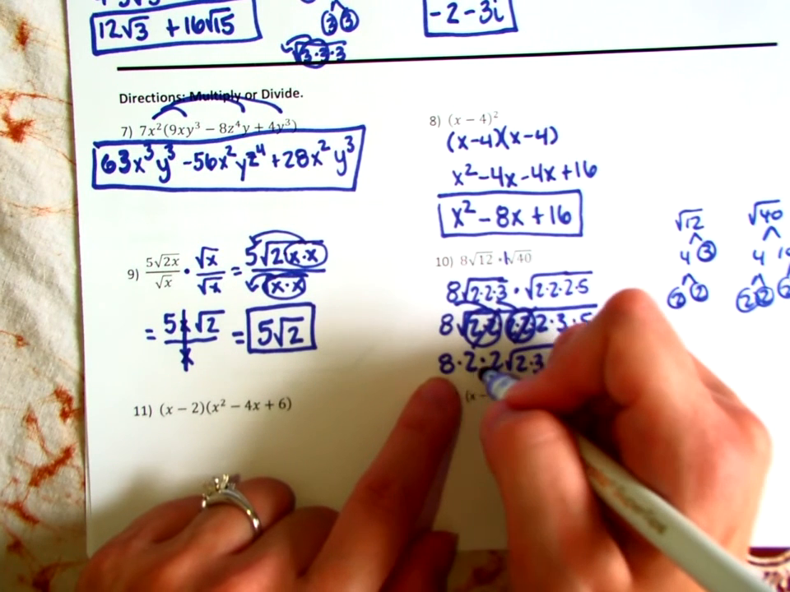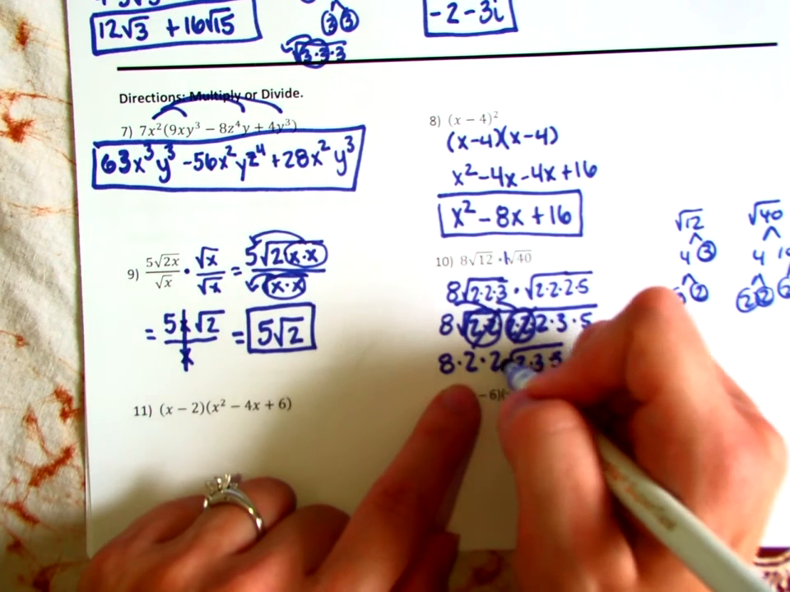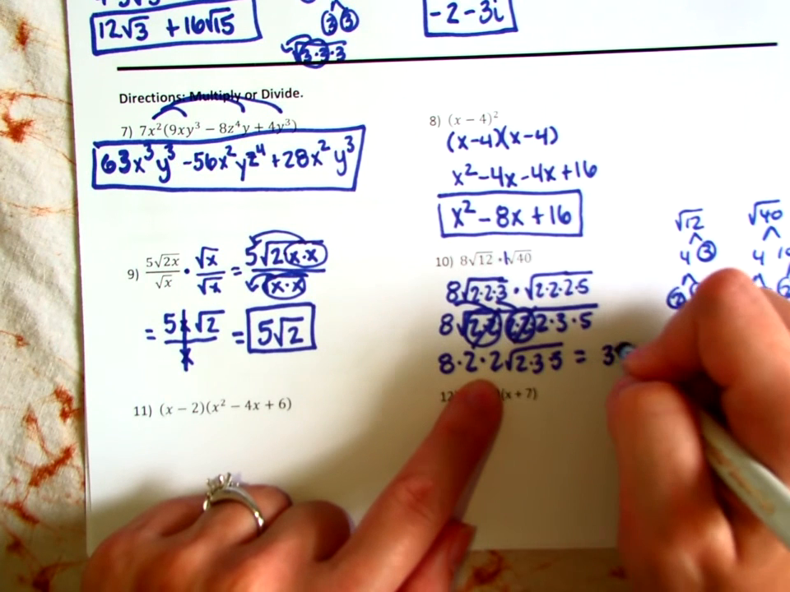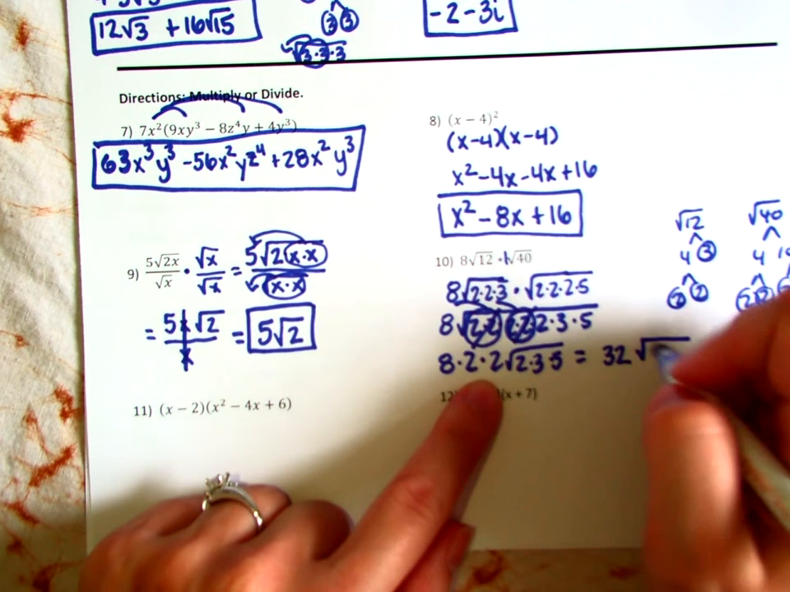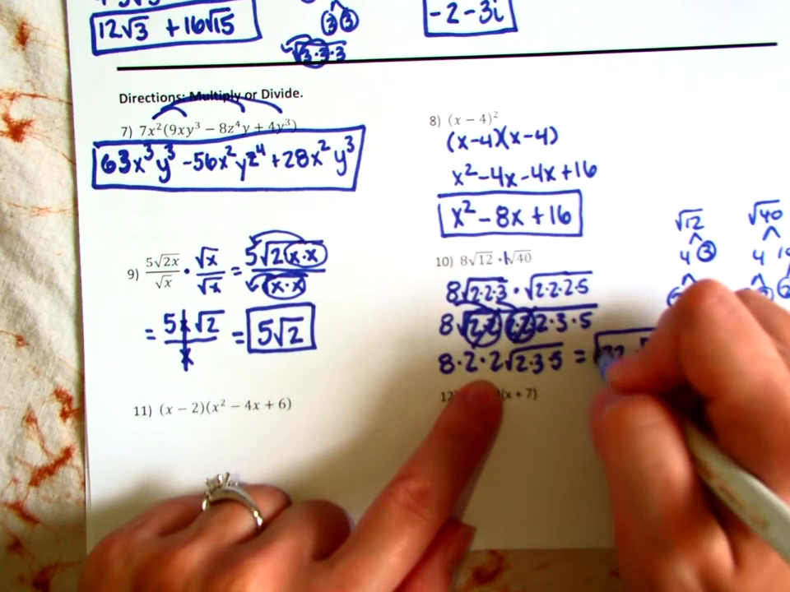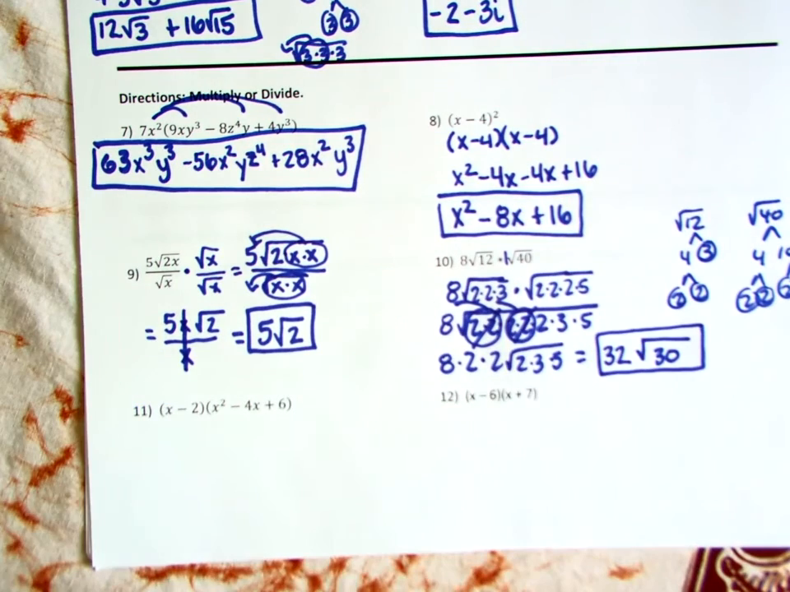So we have 8 times 2, which is 16. 16 times 2, which is 32. On the inside, 2 times 3 is 6. 6 times 5 is 30. So 32 square root of 30 is your final answer.